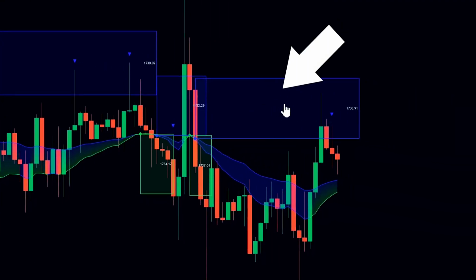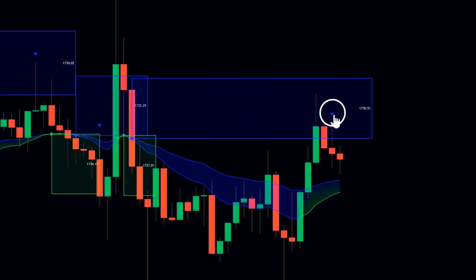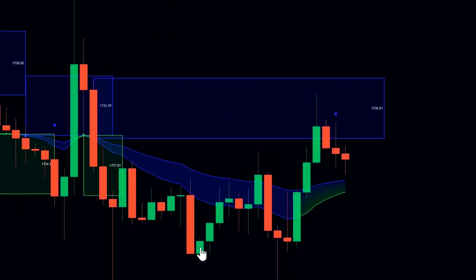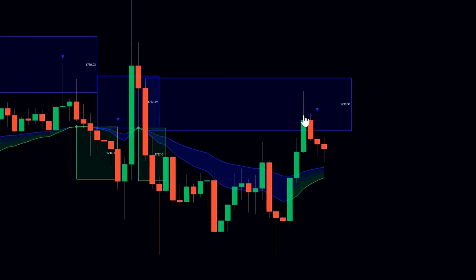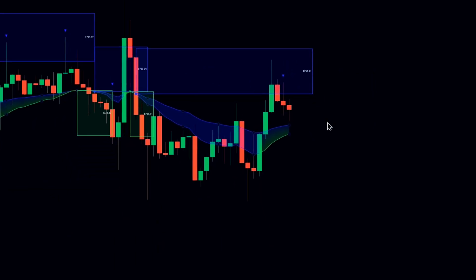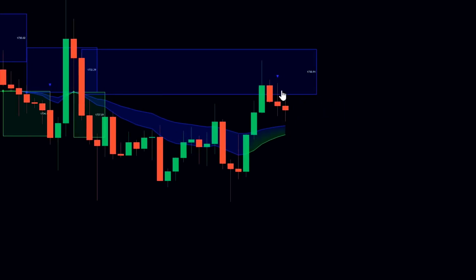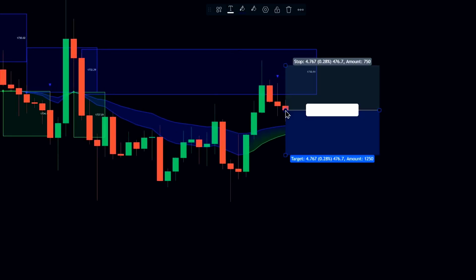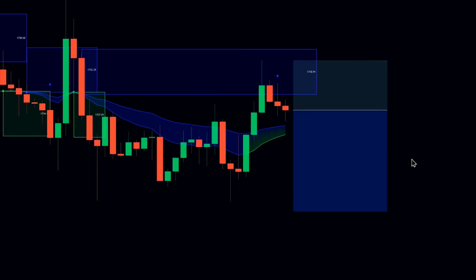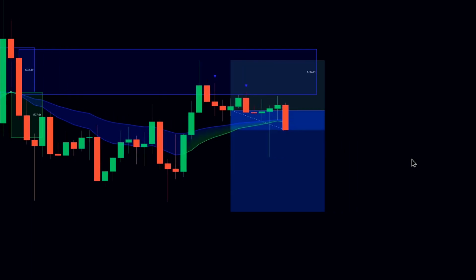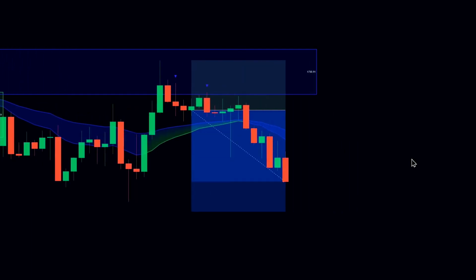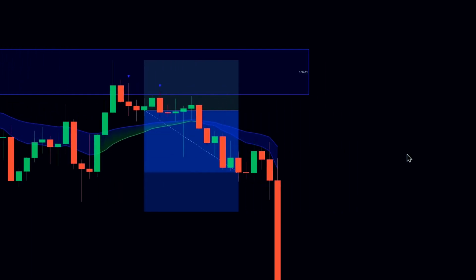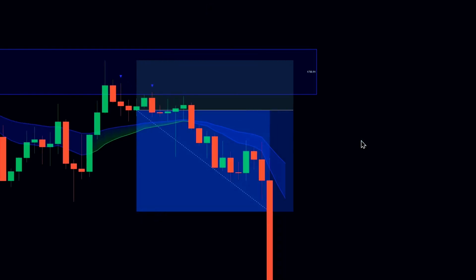For example, here you can see a blue resistance level. The price dipped for a bit, then came back up to retest that level, prompting the indicator to print a blue downward arrow. This could signal a short position. And as you can see, that trade would have been profitable.